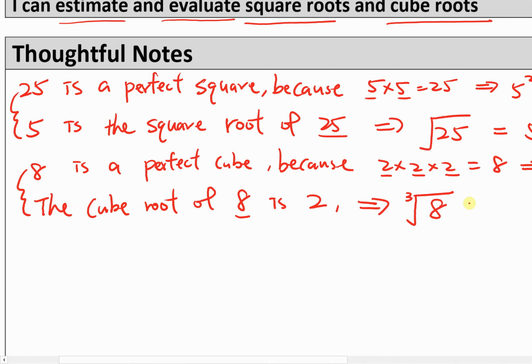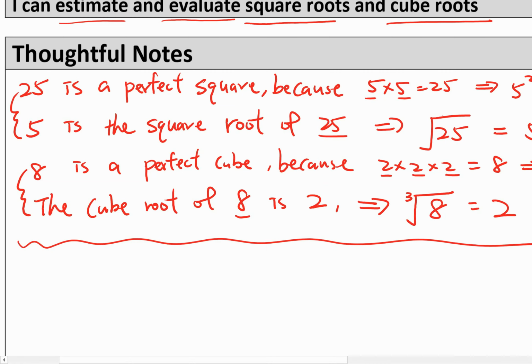The cube root of 8 equals 2. This is how the square root and perfect squares, and the cube root and perfect cubes, are related. It's really the same thing, but thinking backwards. Make sure you understand how they are related before we go on to the examples of evaluating, so you know what a square root means and what a cube root means first.